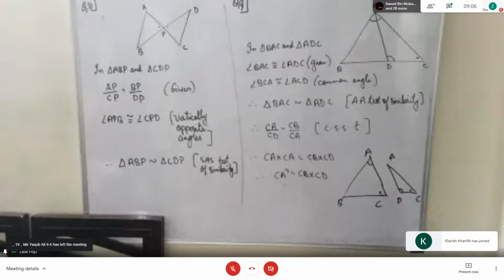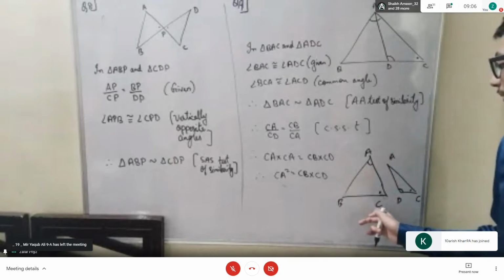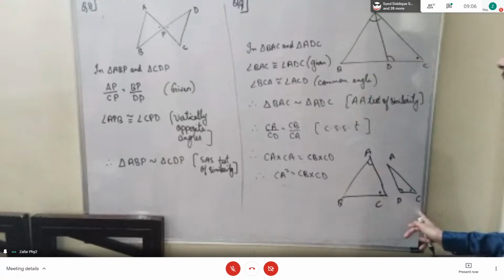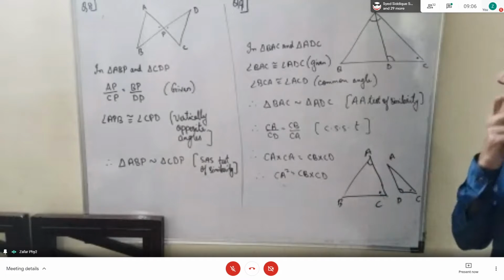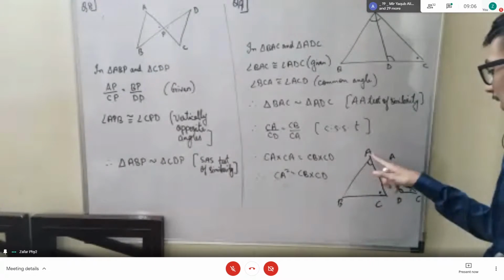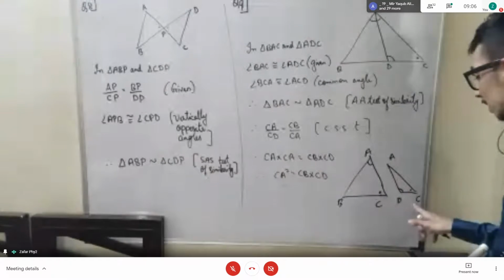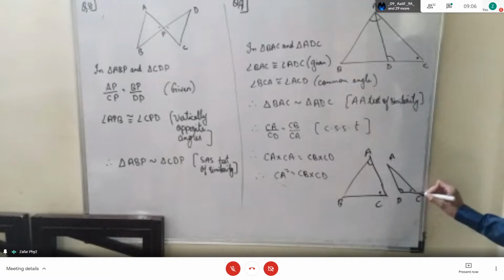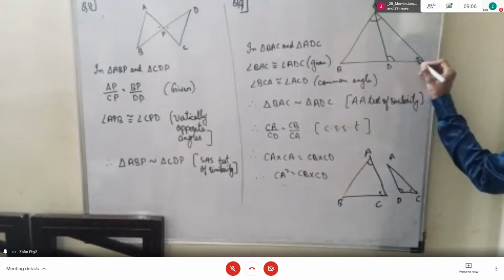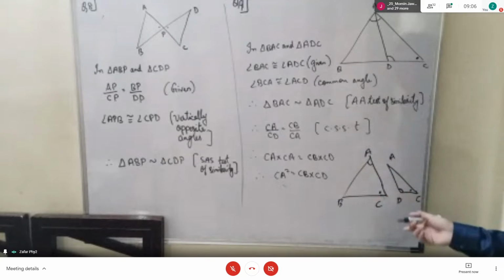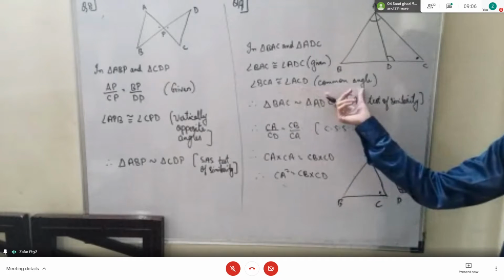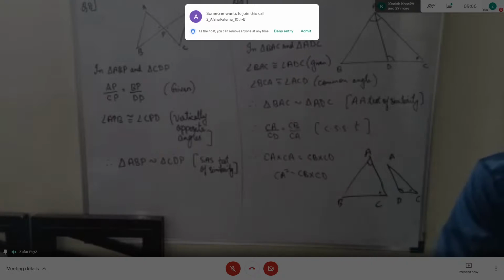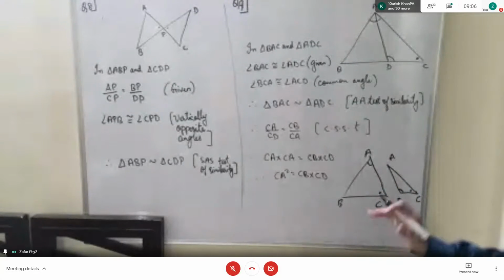So can you see here? In triangle ABC, or you can say BAC, whatever, and triangle ADC, angle BAC is equal to angle ADC. That is given to us. And second, you can see in both the triangles, C is common. So common angle. So by AA test, triangles are similar.